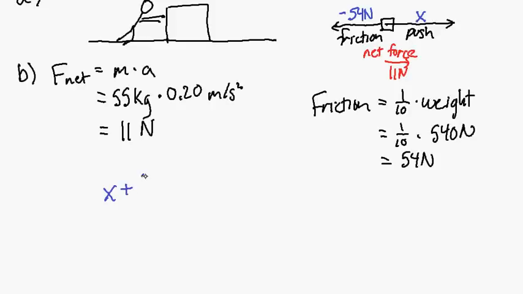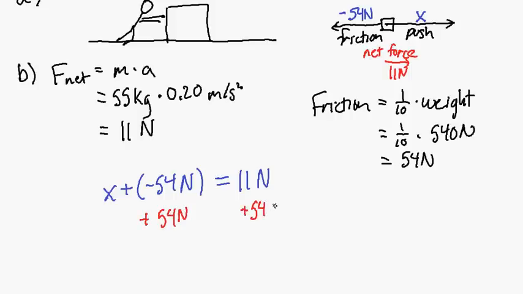In order to solve from there, we'll need to get the X on its own, so this is algebra that we're using. We can do that by adding 54 newtons to both sides. This will get rid of the negative 54 newtons that's along with the X on the left at the moment. When we do that, we're going to end up with X equals now 65 newtons. And since this was our original push force, we'll go ahead and put that in as 65 newtons.